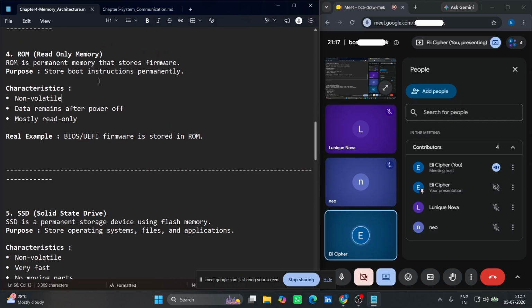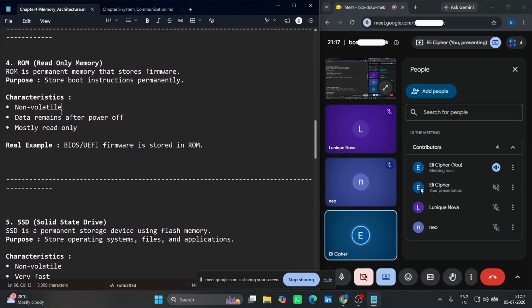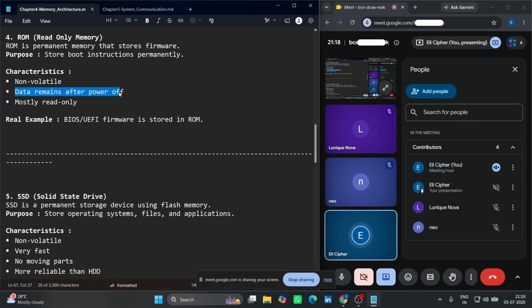The key characteristic is non-volatile, meaning it is permanent. This is the first memory we have studied in this memory architecture whose nature is non-volatile, right? It permanently stores the data. Which data? The boot instructions and the processes. Data remains after the power off as well, because if the data were lost, then whenever we power on next time, we would not be able to get the full health checkup of our system.